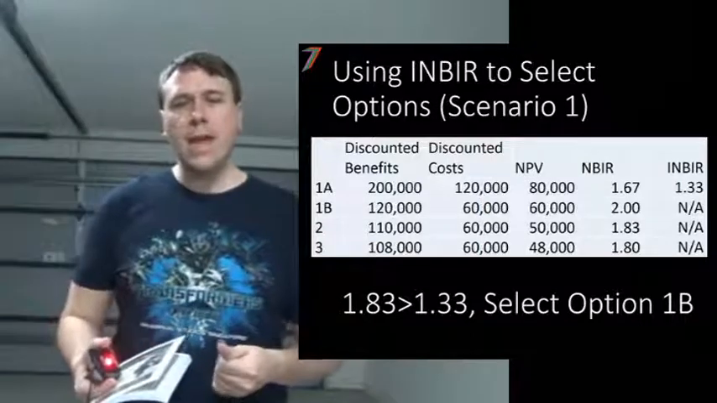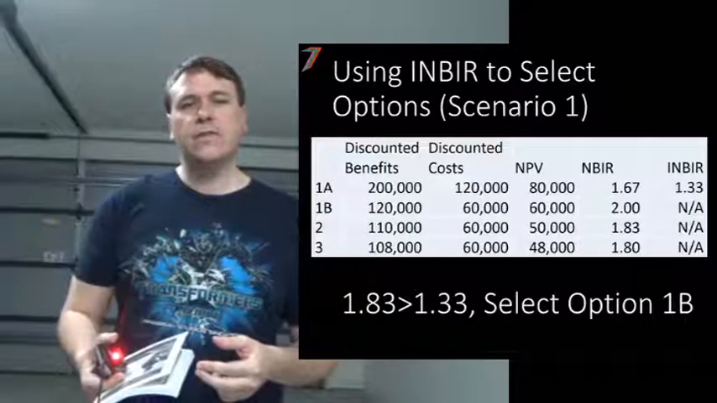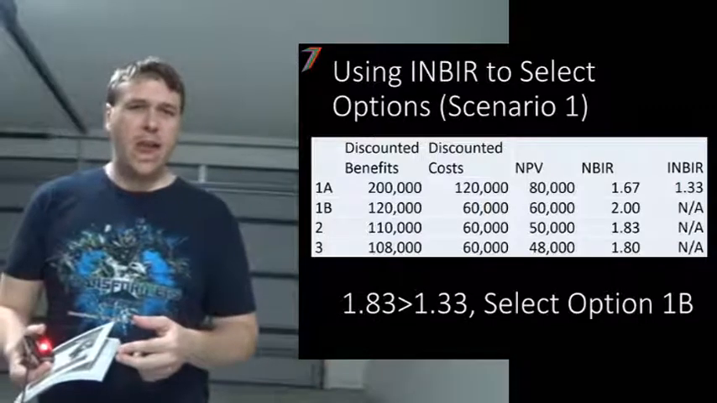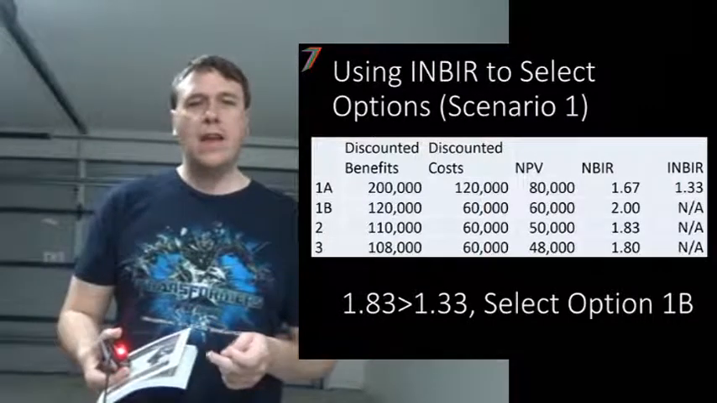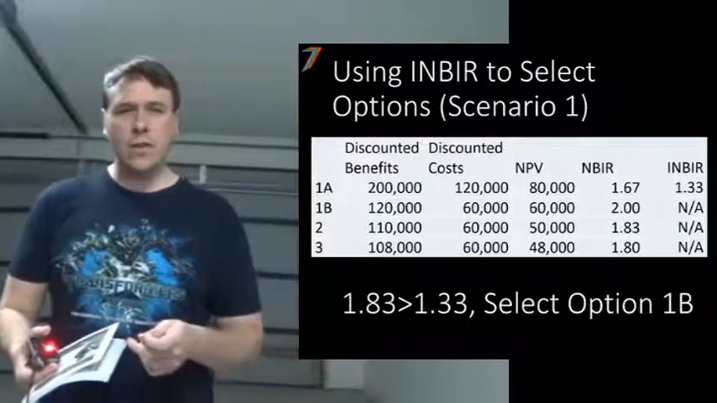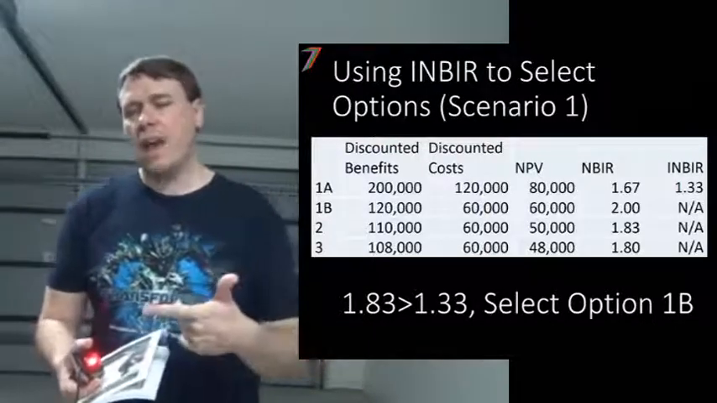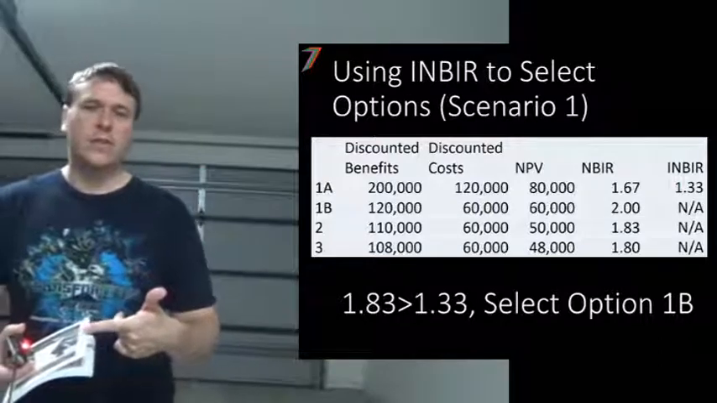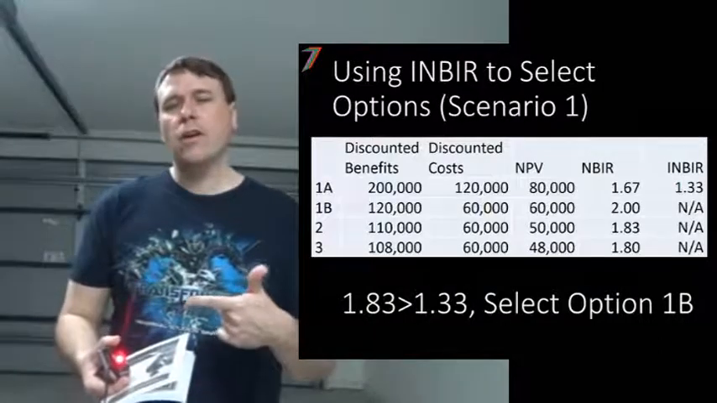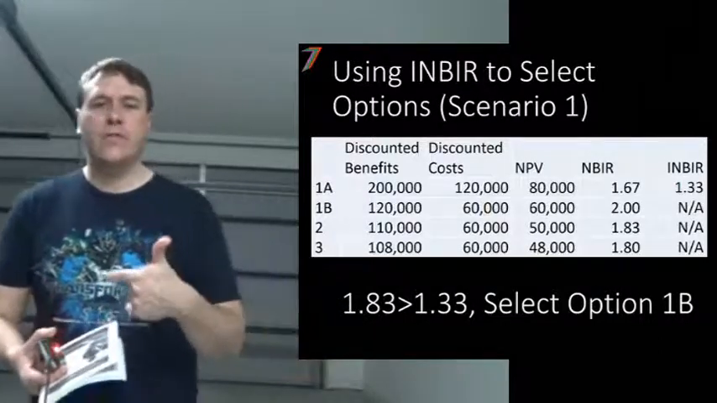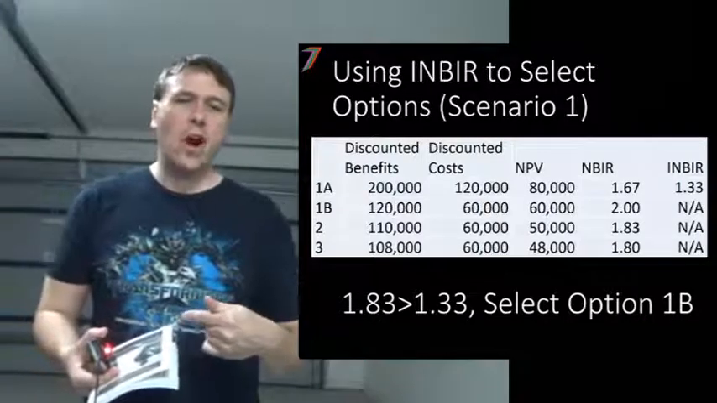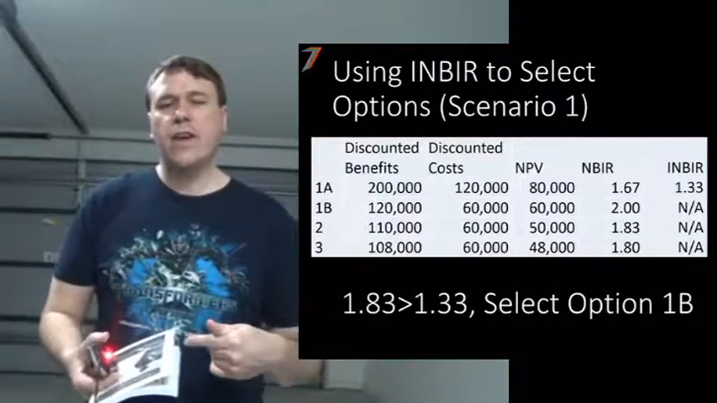So if you go with 1B, what do you get? You get a net present value of 60,000, and then you still have 60,000 more to spend. Then you would go with project 2 over project 3, and that gives you your net present value of 110,000 for your program. So as you can see here, you compare your incremental net benefit investment ratio with your other options' net benefit investment ratio.